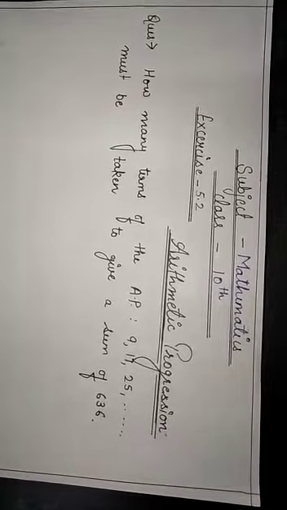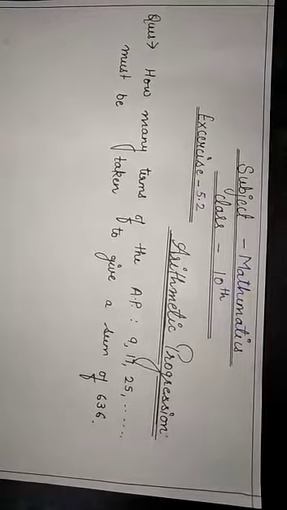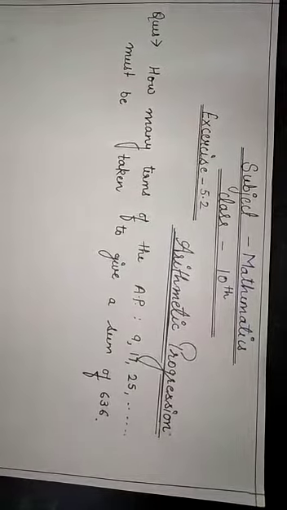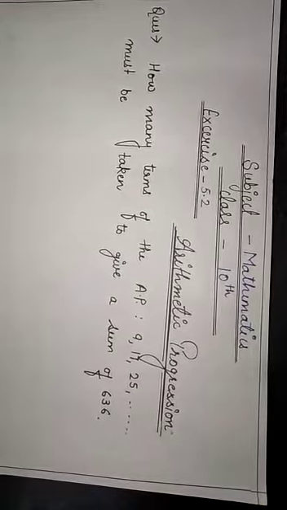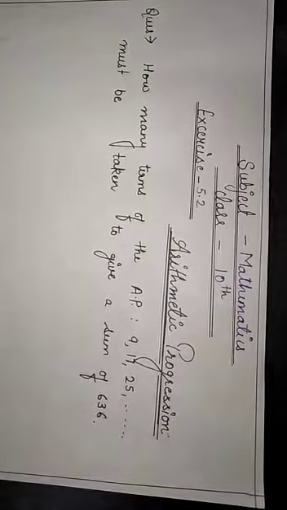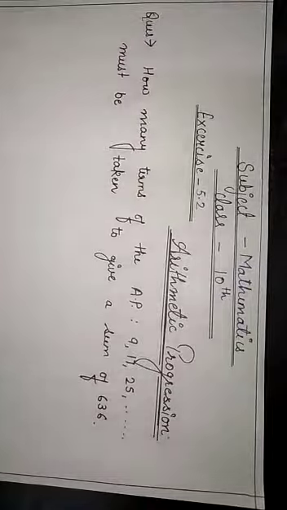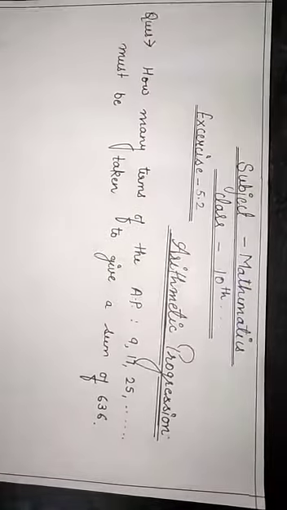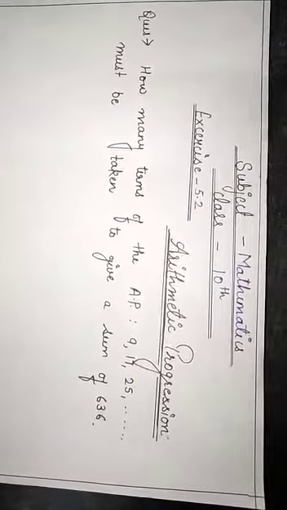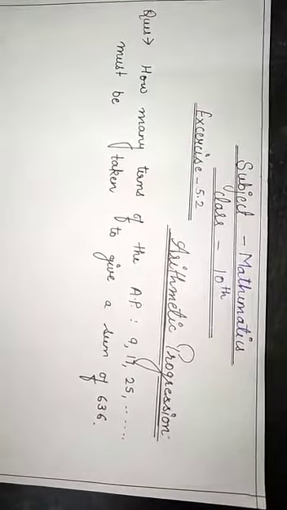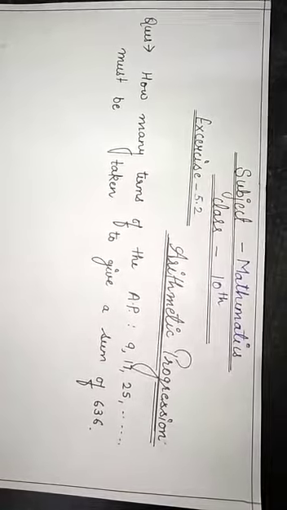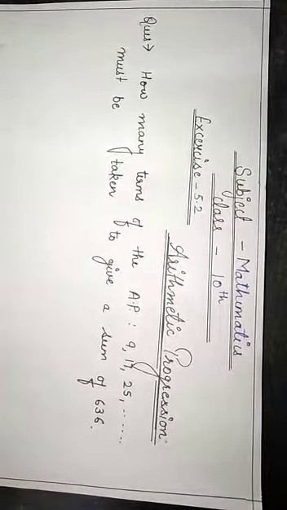This is Kirti ma'am and today I am solving a question from exercise 5.2. The question is: how many terms of the AP 9, 17, 25 and so on must be taken to give a sum of 635? So in this question I have to find the number of terms in the given AP series whose sum is 636.